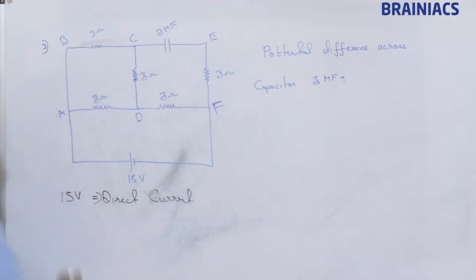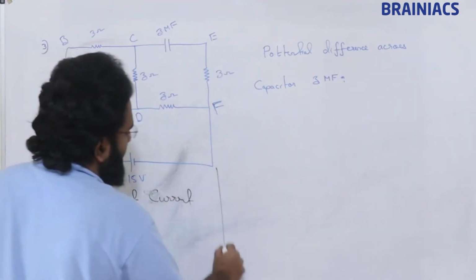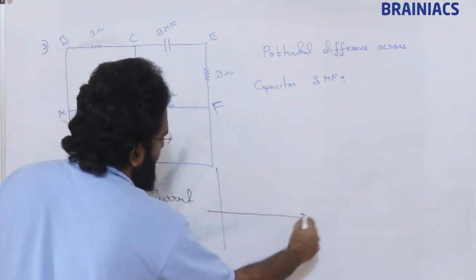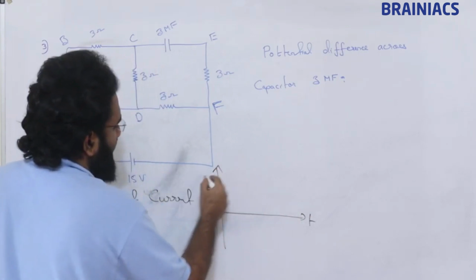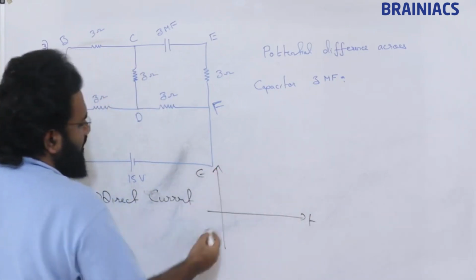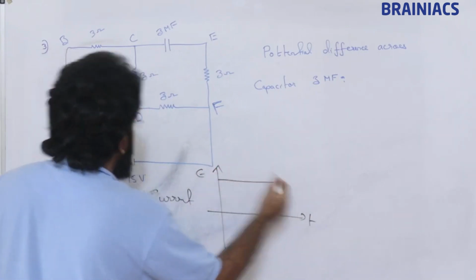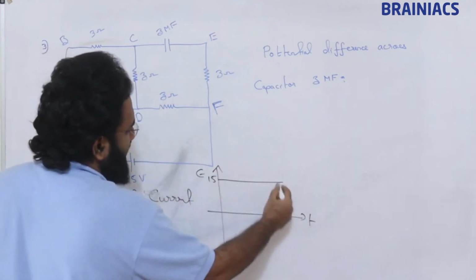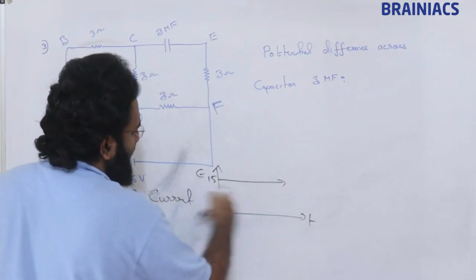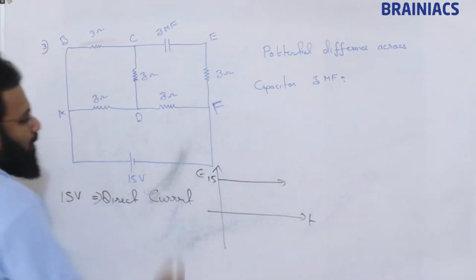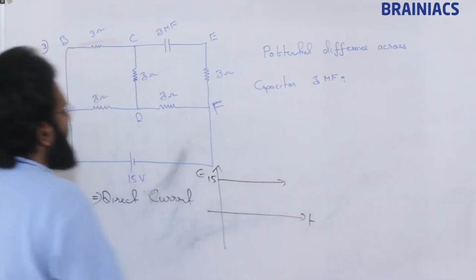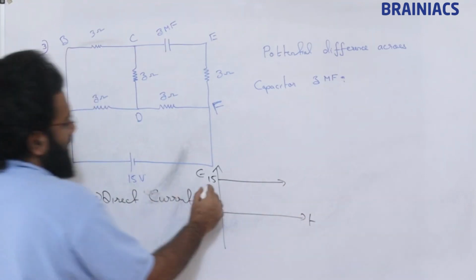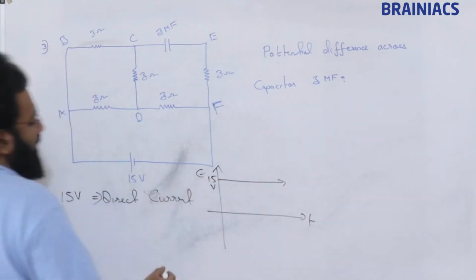This is a direct current. Direct current means what? If this is time and this is EMF, then when we give 15 volt, as time proceeds, this 15 volt will continue. Throughout, the voltage will be 15 volt. That is what? EMF, direct current.